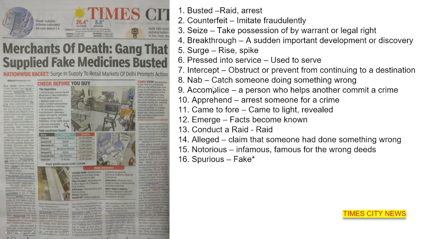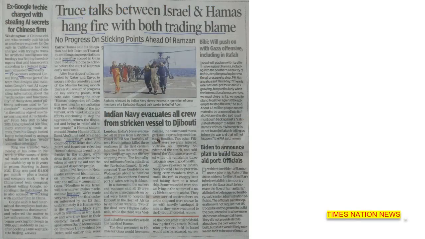Normally police says we will nab the culprit. They do not say we catch the culprit. They say we will nab the culprit. You find this word nab everywhere when the police speaks. So now you know what this word nab is. You know the word allege. It is a kind of allegation, and you find that words are repeated time and again. And then now we come down to the Times Nation news.